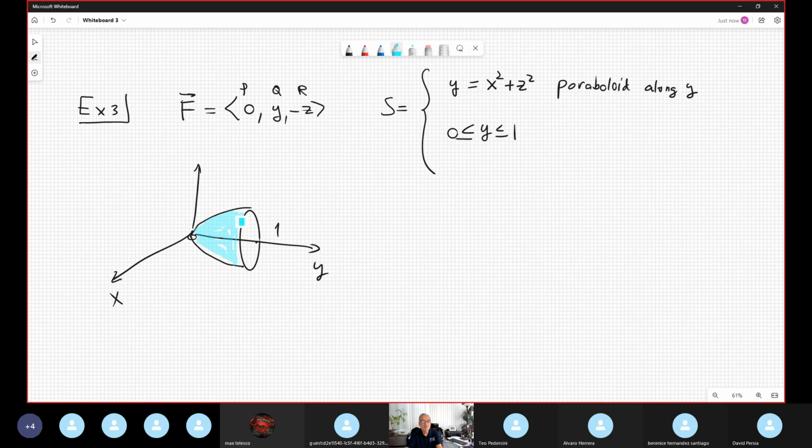This is my surface. So the surface is formed by the paraboloid between y=0 and y=1. And the question is, Professor, what about that other surface? No, this surface is not included in the problem. And when I say I want to include it in the problem, well, you can, but you are doing another surface integral.